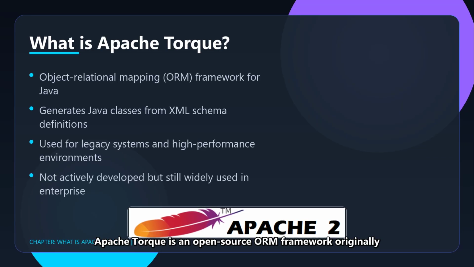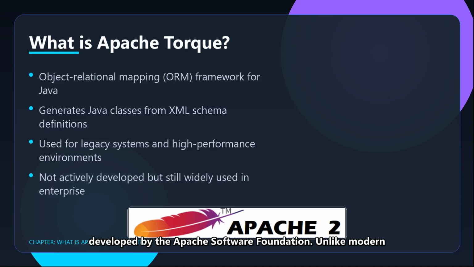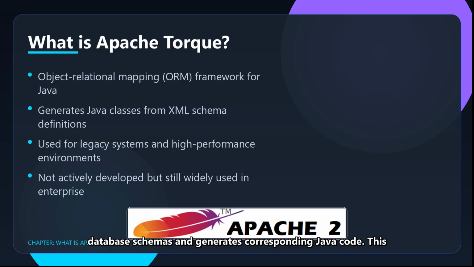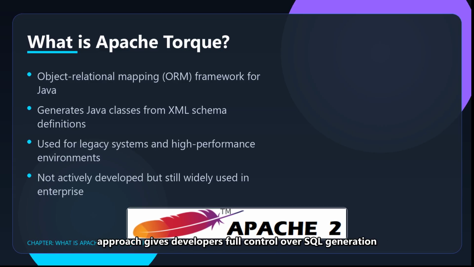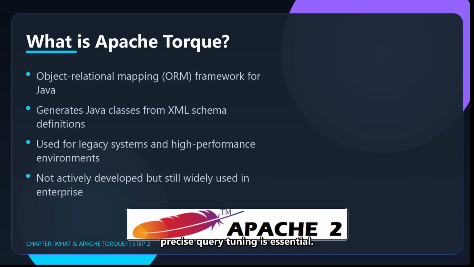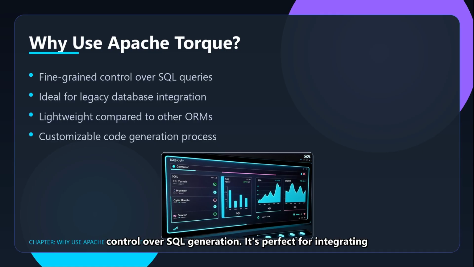Apache Torque is an open-source ORM framework originally developed by the Apache Software Foundation. Unlike modern frameworks like Hibernate, Torque uses XML to define database schemas and generates corresponding Java code. This approach gives developers full control over SQL generation and is particularly useful in legacy environments where precise query tuning is essential. Torque shines in scenarios where developers require total control over SQL generation.